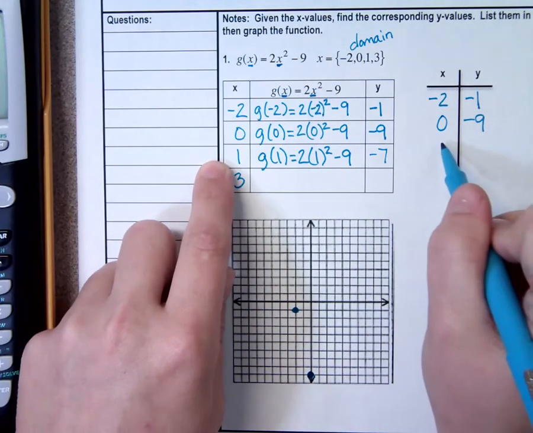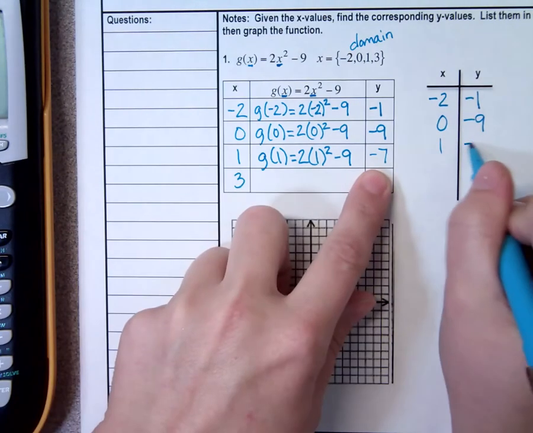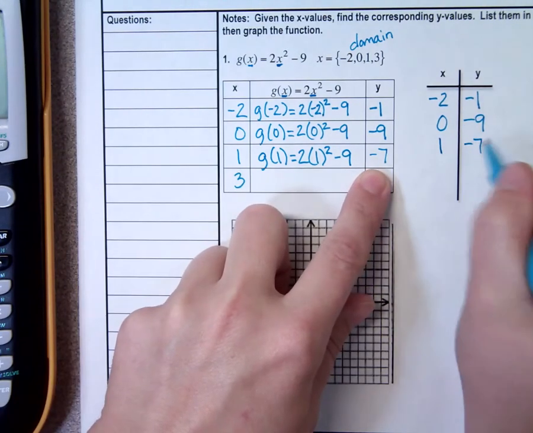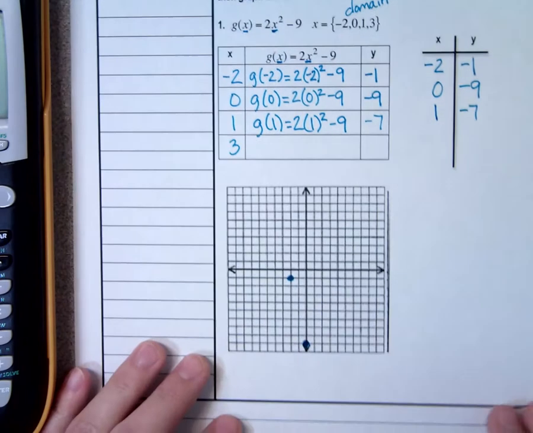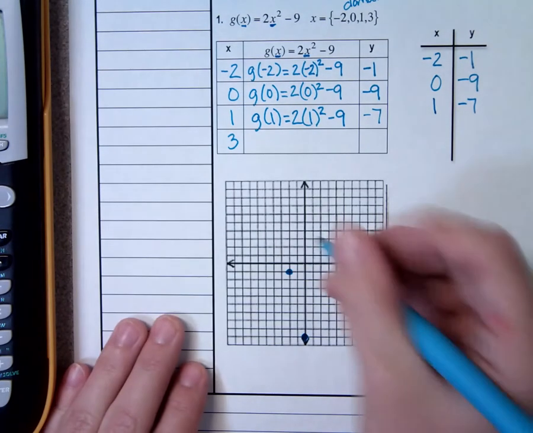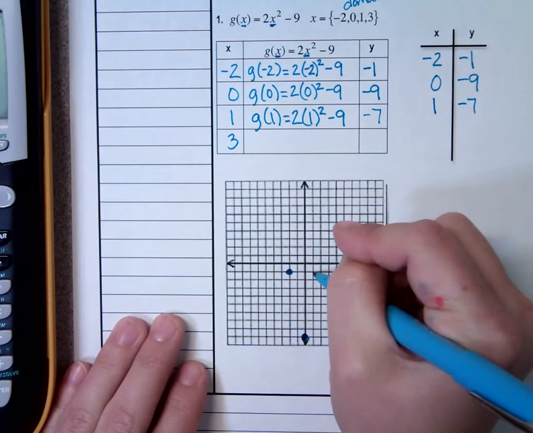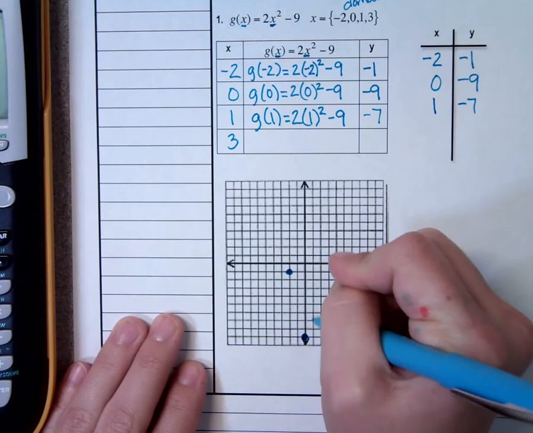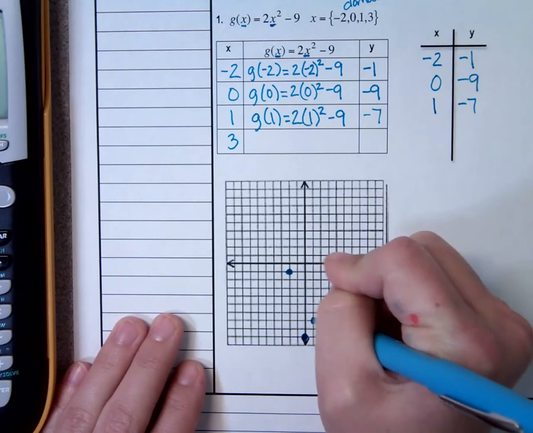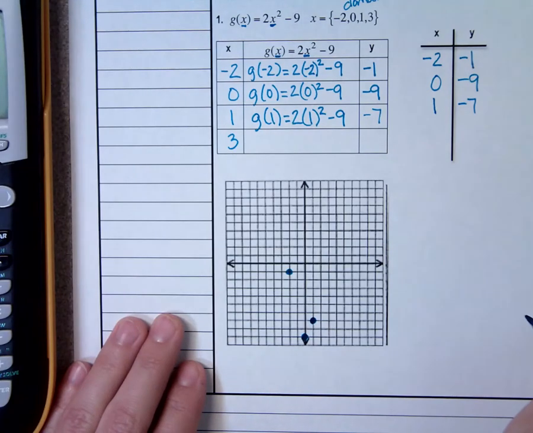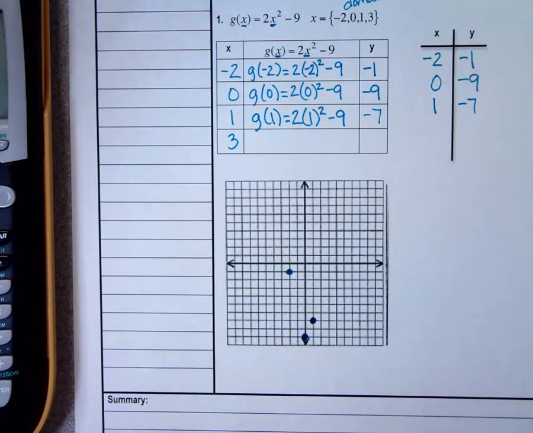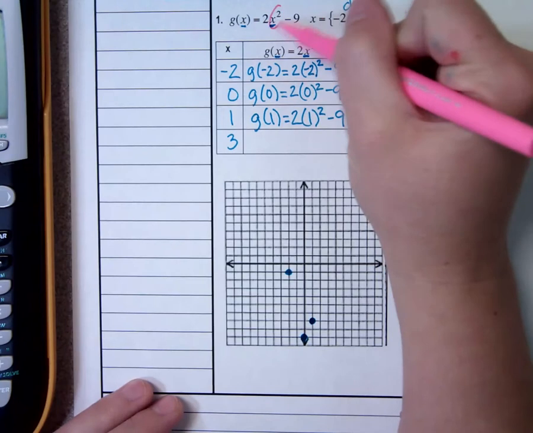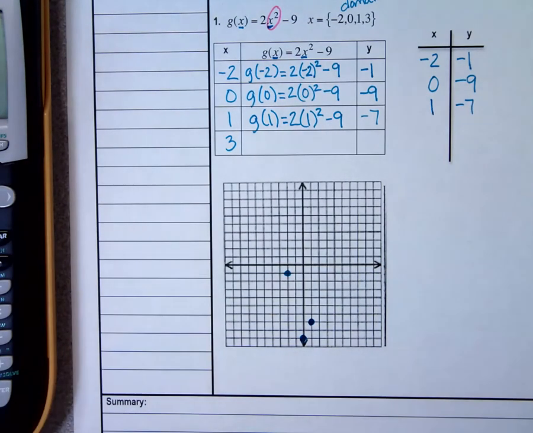So my next ordered pair is 1, -7, and now I just want to plot this point. So I'm going to go right 1 and down 7. And there it is, 1, -7. Any idea what kind of graph this is going to be? Hopefully you all know, since it's x squared. We'll come back and we'll talk about that again in a second.